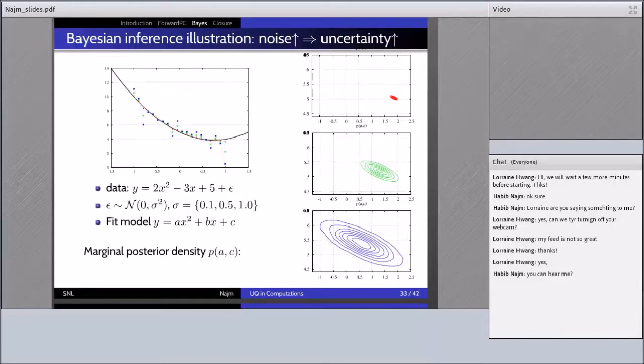But if you have high noise, then your answer is corrupted by noise, as expected. Both the nominal value is far away from the truth, as well as the range of uncertainty that you get is reflecting the impact of the noise in the data. Okay.